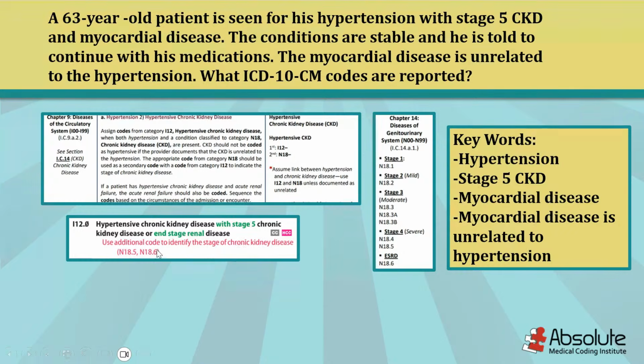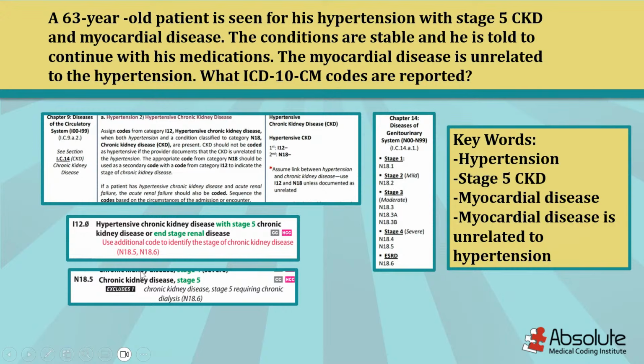So it says to use code N18.5 or N18.6. And we're going to be using chronic kidney disease stage 5, so we're going to be using N18.5 because it doesn't say to use end stage. It doesn't say end stage renal disease. It says stage 5. So that is why we're going to be using code N18.5 and not N18.6. So those are going to be those two codes.